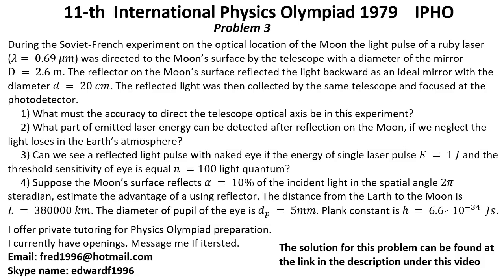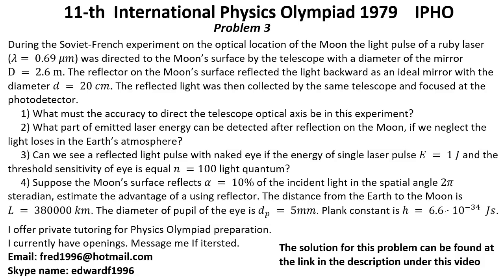Question 1. What must the accuracy to direct the telescope optical axis be in this experiment? Question number 2. What part of emitted laser energy can be detected after reflection on the Moon if we neglect the light losses in the Earth's atmosphere?